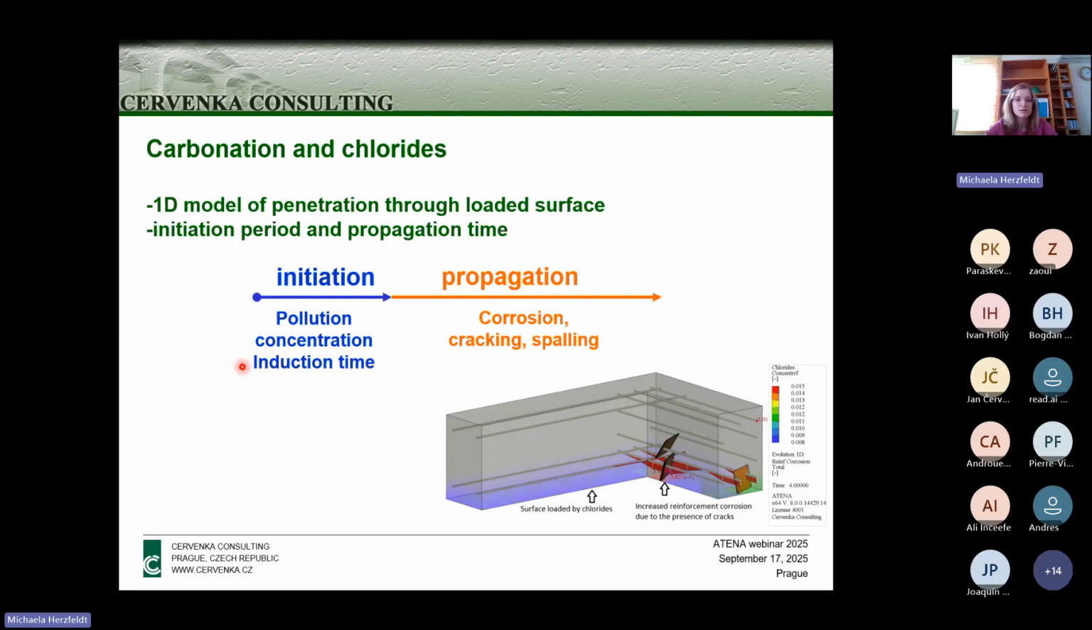And this period, when the pollution is collected inside the structure through the concrete cover, is called induction time. So induction time tells you the moment when the corrosion of steel will be triggered. And from the initiation time, we go to propagation time, when the pollution is high enough to trigger the corrosion. And it can also lead to cracking and spalling of the concrete cover.